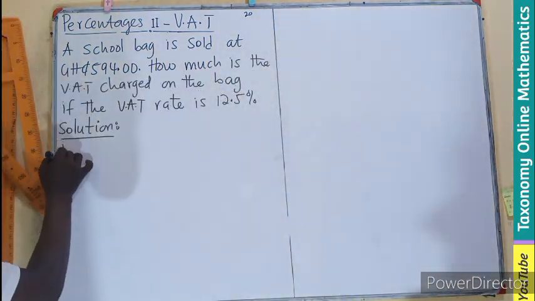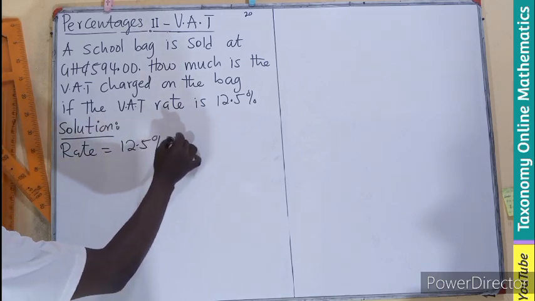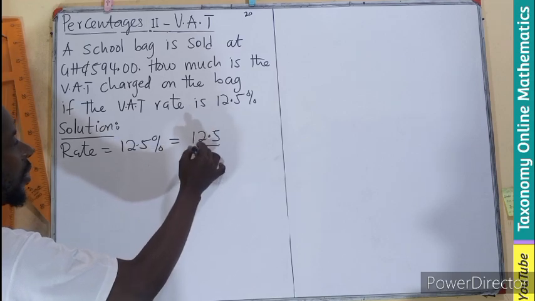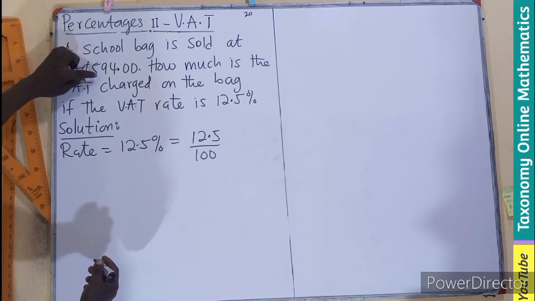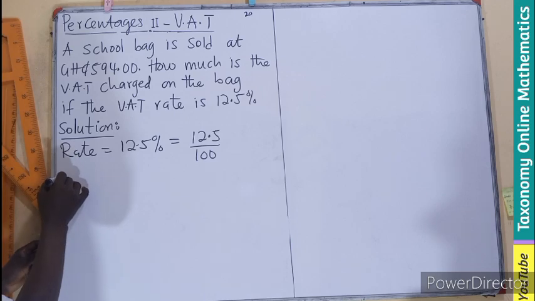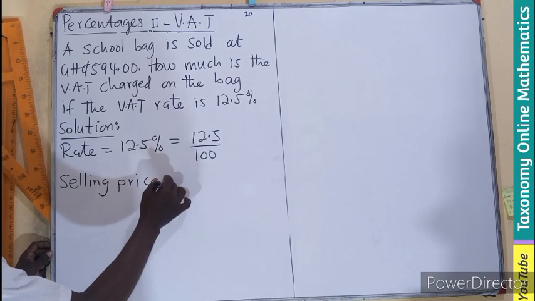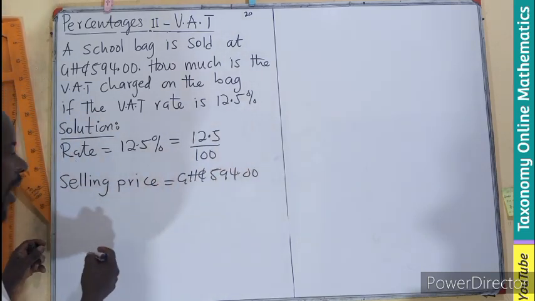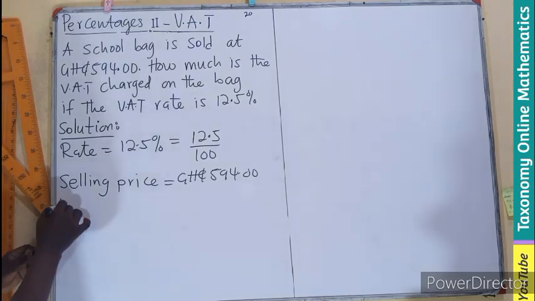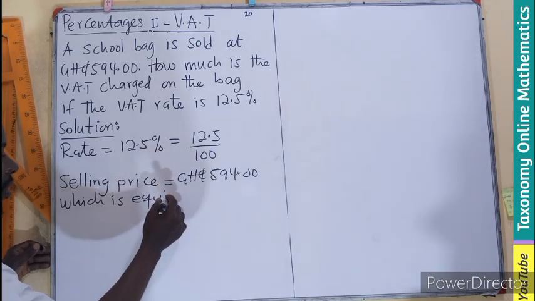So from the question, I can see the rate is given as 12.5%, which can also be 12.5 divided by 100. So what next is given? School bag sold. The selling price is the VAT inclusive. So let me just say selling price, since they refer to the same thing. So selling price is equal to 594 Ghana cedis.